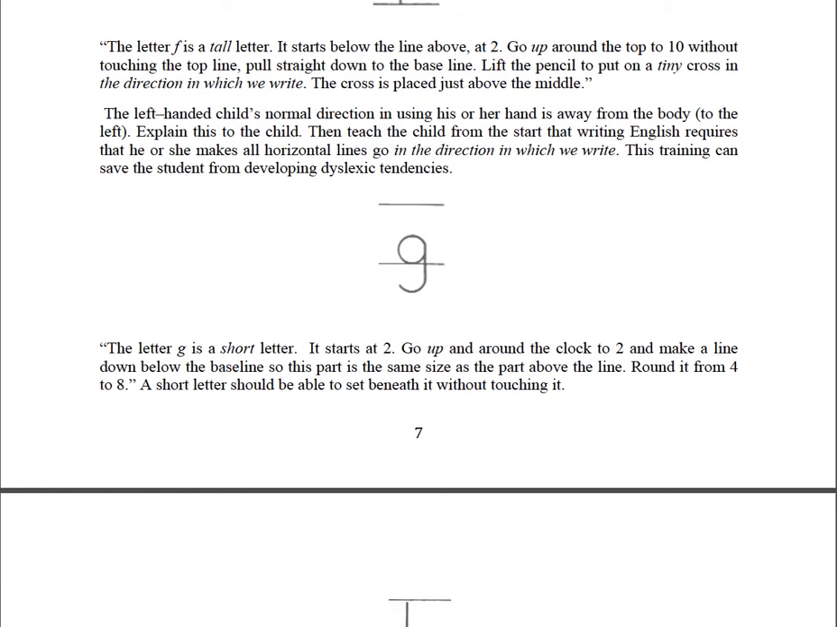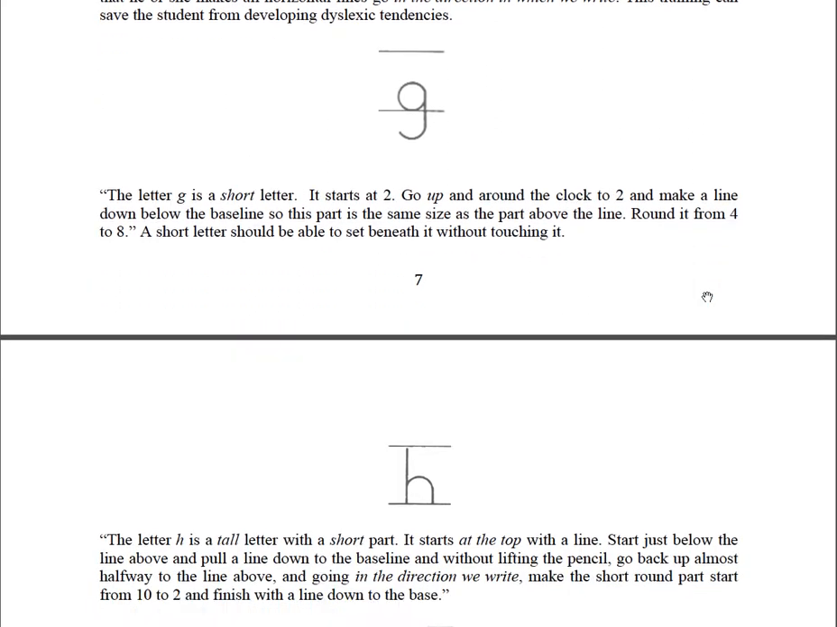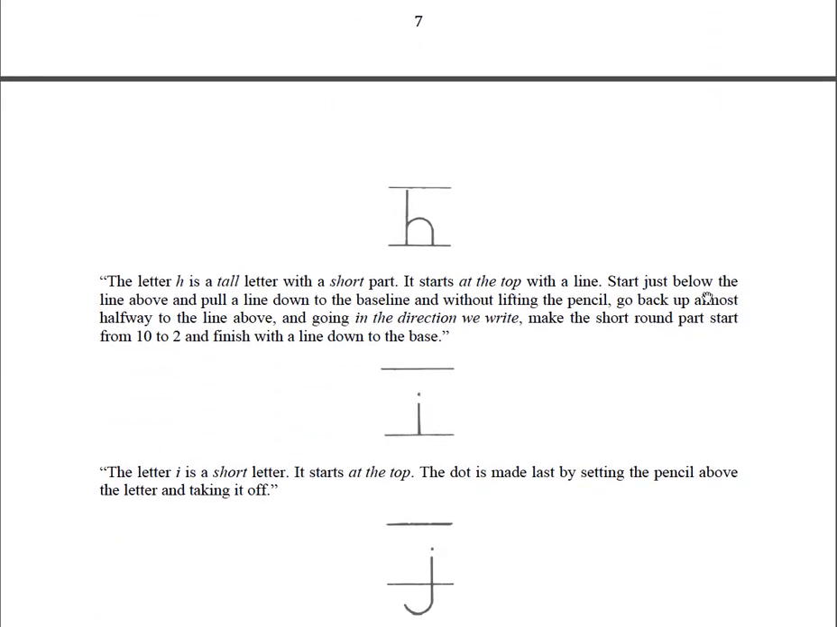The letter G, going straight through the alphabet. It's a short letter. Start at 2, go up and around the clock, all the way up to 2 o'clock, make a line down to the baseline, and notice we rounded from 4 o'clock around to 8 o'clock. It's a short letter, and we should be able to put a short letter underneath of it without touching it on the line.